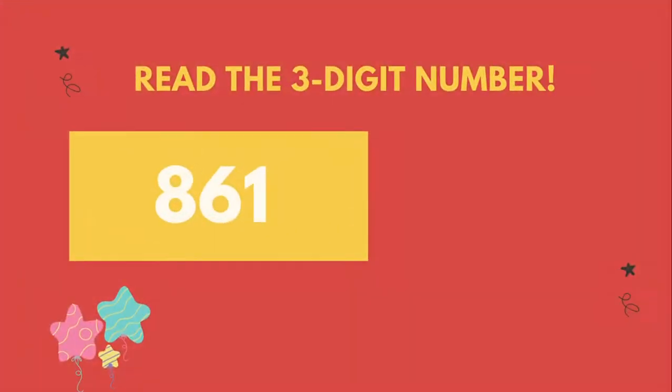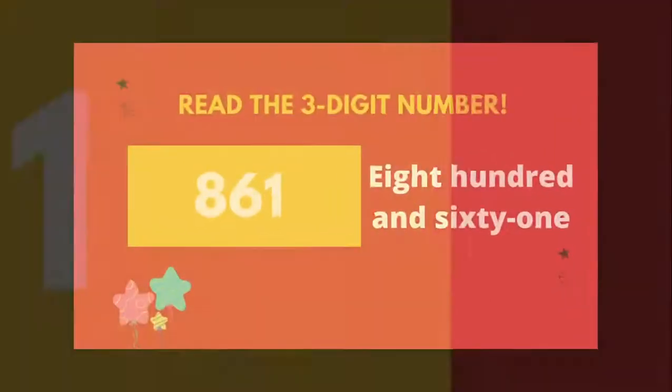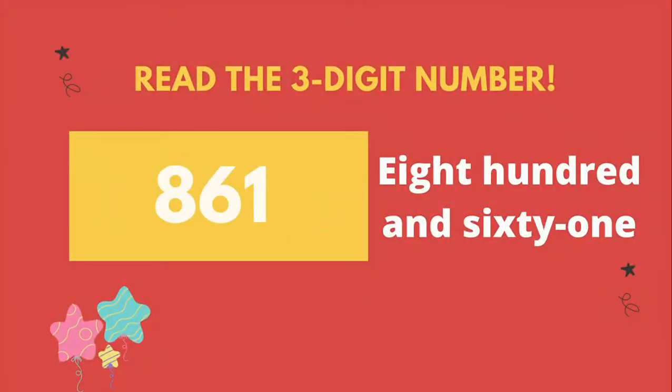Let's see one more question. Read the 3-digit number. This numeral is 861. Shall we see the place of each digit? Okay. Ones, tens, and hundreds. Now you have to guess the number name for this numeral. Perfect! It's 861.